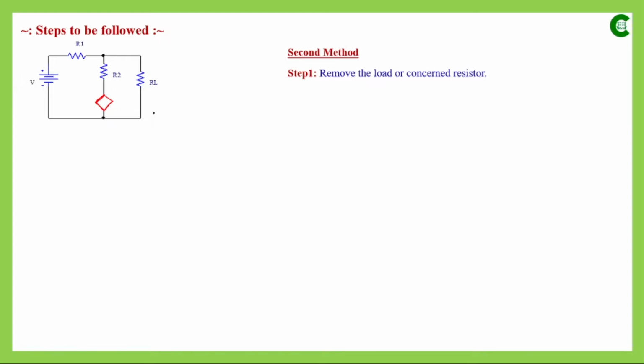So in the first step, we will again remove this load resistor or concerned resistor across these two terminals AB, and then, as we can see here, it will create open terminals. As we have done previously, in the same way we will find the open circuit voltage here, and that will again be the measurement of Thevenin's equivalent voltage.